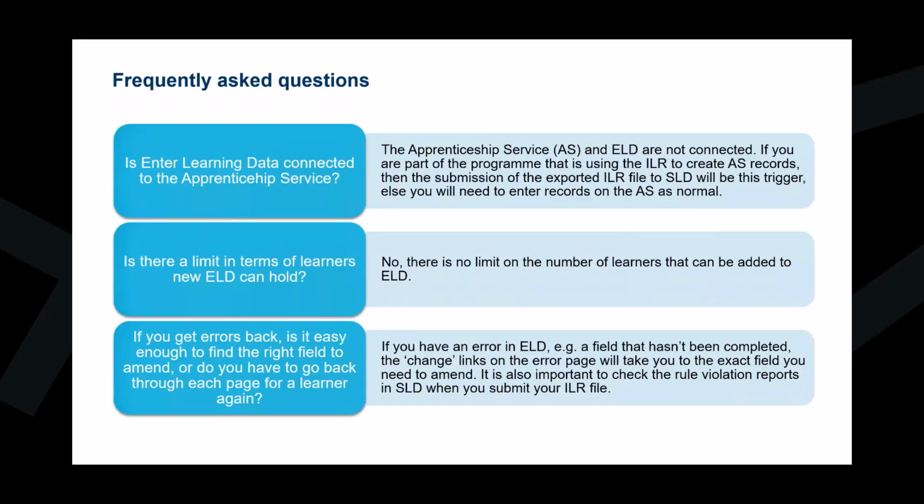We just thought we'd mention a couple of questions that we've had asked previously. So there is at the minute no direct link between the Apprenticeship Service and Enter Learner Data. So if you are using the ILR to create your Apprenticeship Service records, then the submission of your file in Submit Learner Data will trigger that in the same way it does now. Or obviously you can continue entering your records on the Apprenticeship Service, but there is no direct link.